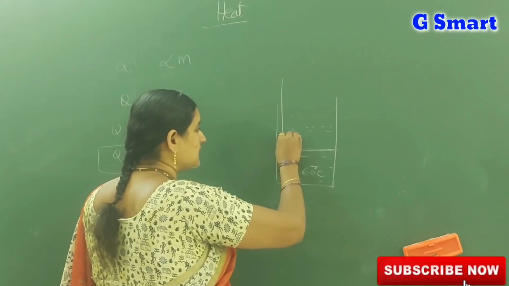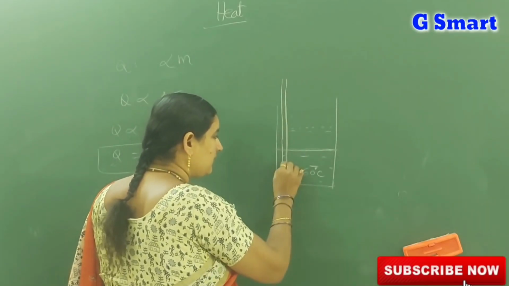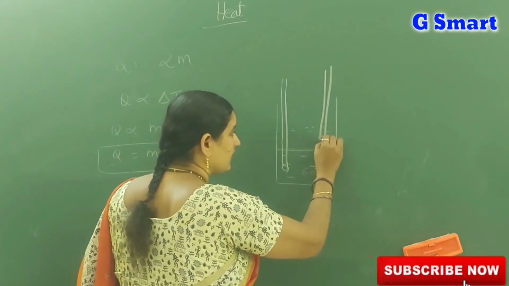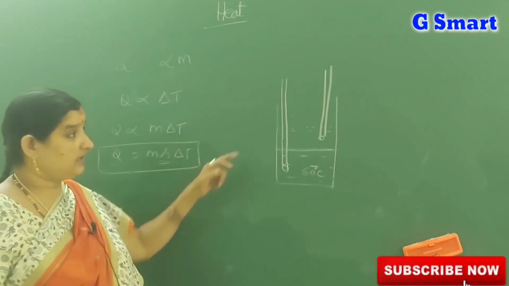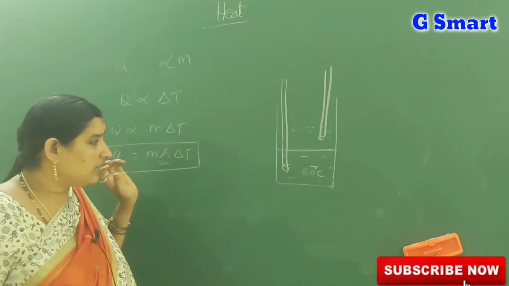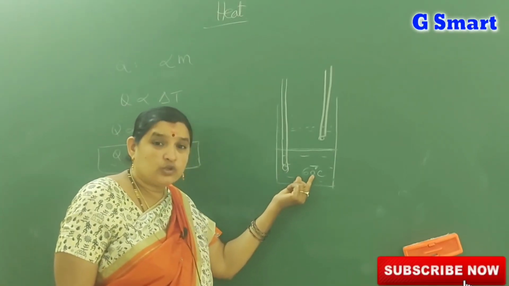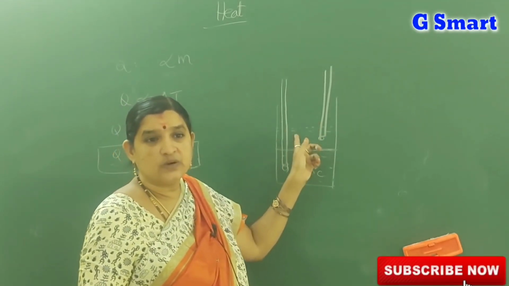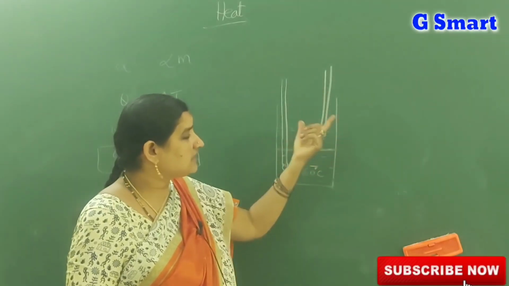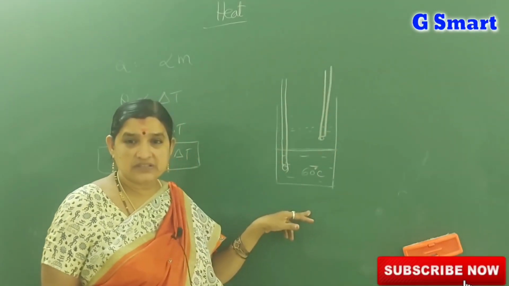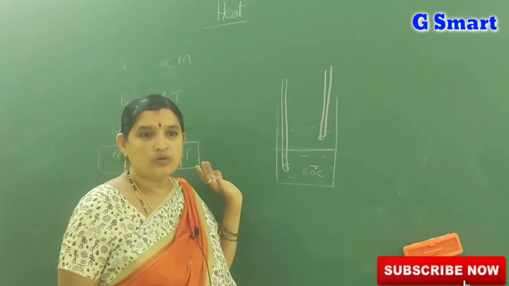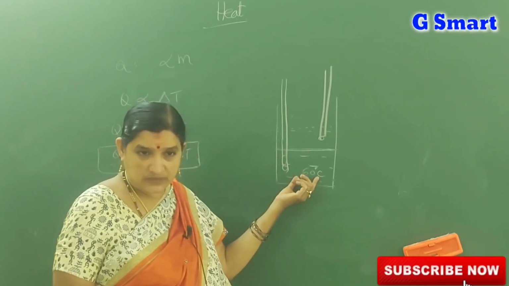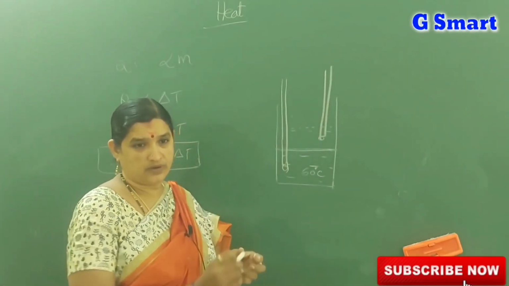Insert 2 thermometers, one kept in water and another kept in oil. Observe the calibrations, the reading in the thermometers. If you observe carefully, the temperature of the water slowly decreases and the temperature of the oil slowly increases. By this experiment, what can you conclude? Heat transfer takes place from the hotter body to the colder body. From this experiment, we can conclude that heat transfer takes place from hotter body to colder body.